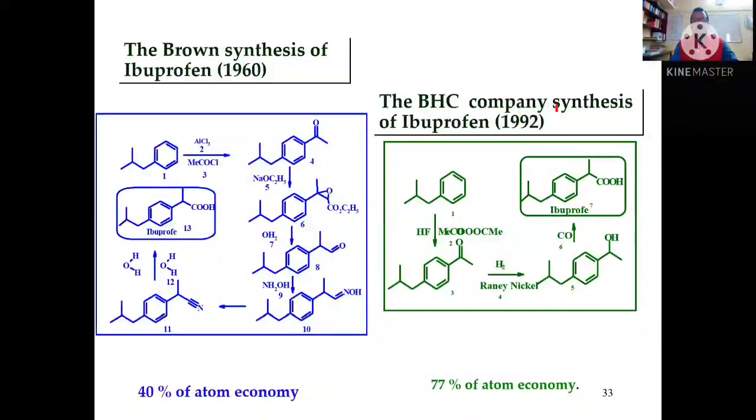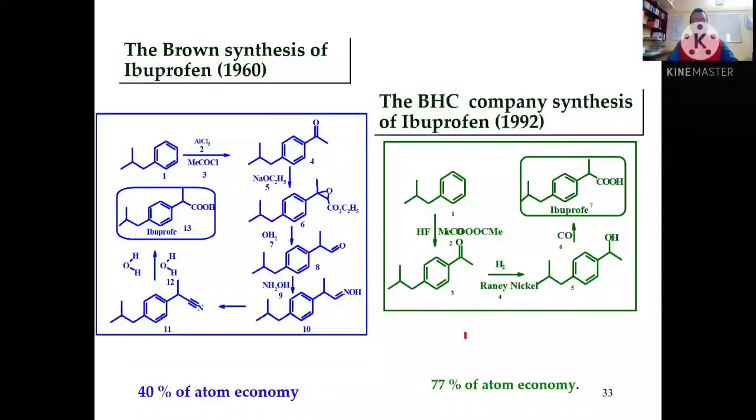So this is the BHC company synthesis of ibuprofen in 1992. From 6 steps, they have reduced to only 3 steps. They're using the same starting material. Here you can see this is the starting material in the BHC synthesis of ibuprofen, and this is the brown synthesis of ibuprofen. They're using the same starting material, but the classical synthesis involves 6 steps, whereas the green synthesis involves only 3 steps, and the atom economy is 77%.